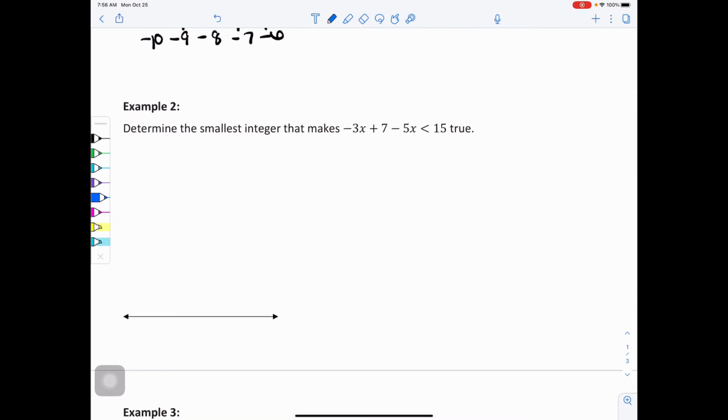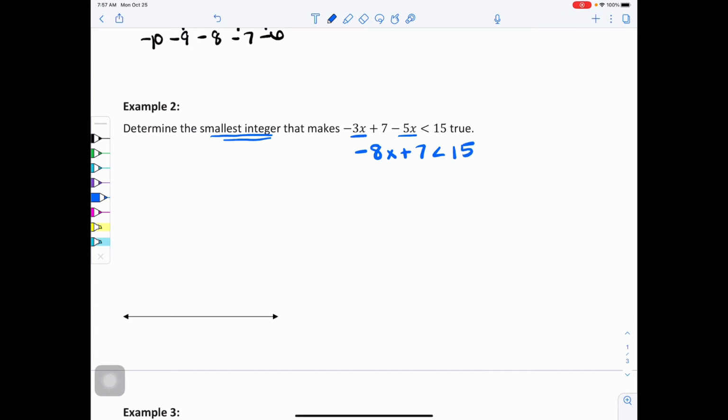Here's another application of how inequalities could be presented to you in algebra. It says determine the smallest integer, that's important, that makes negative 3x plus 7 minus 5x less than 15 true. So we need to solve this inequality. First I look for a distributive property, and I don't see any. Then I'm going to look for like terms on the left, and I see that negative 3x and negative 5x are like terms. So if I combine those, I get negative 8x plus 7 is less than 15.